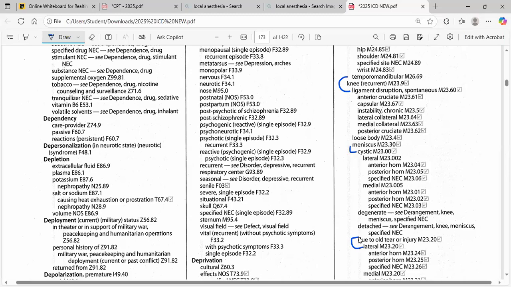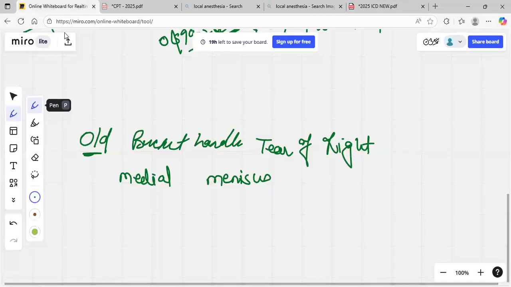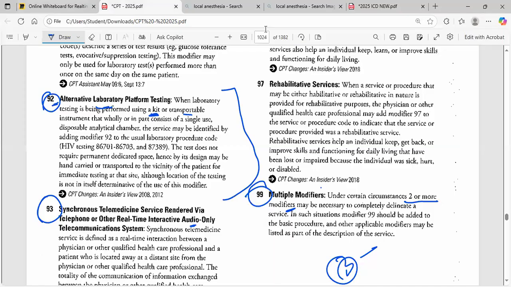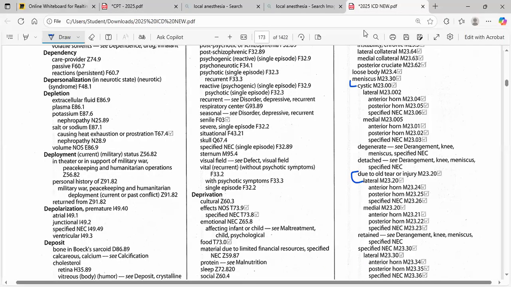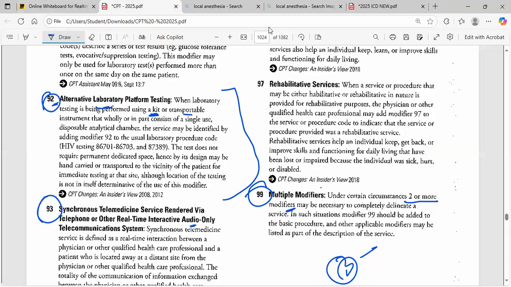Then it was at the medial end. Bucket handle, it's medial meniscus. So under the due to old tear, we have to look for medial. So our code is M23.20. Code will be M23.20. We have to complete this code also.